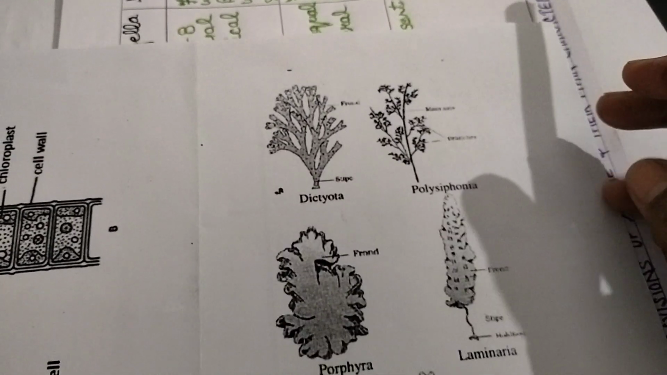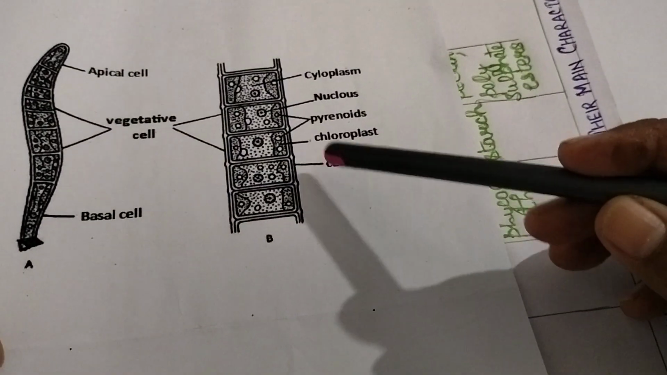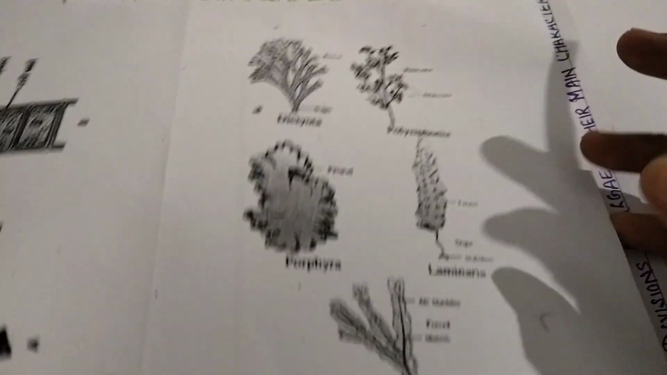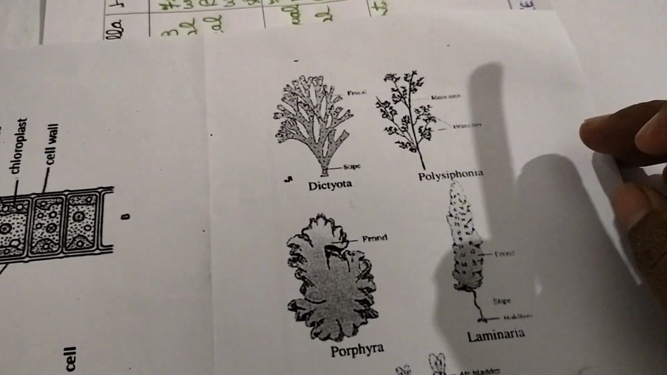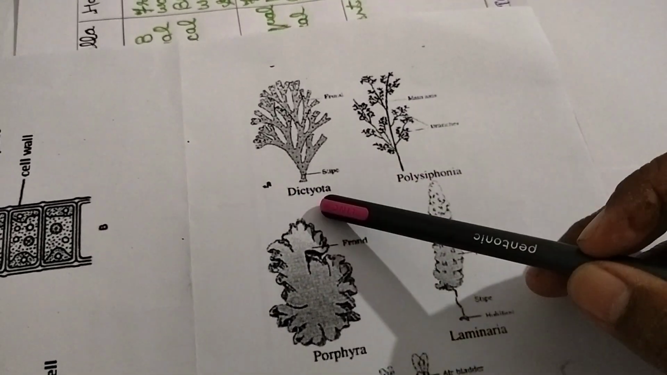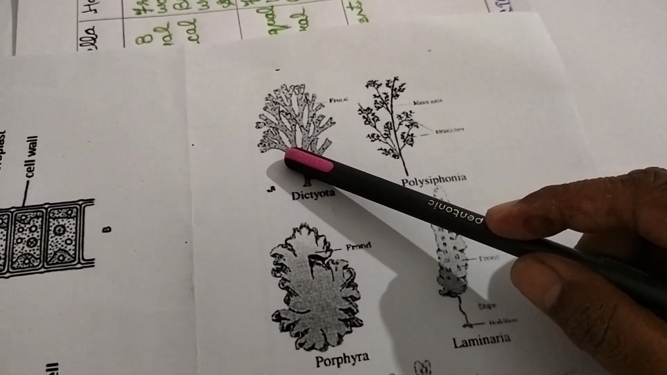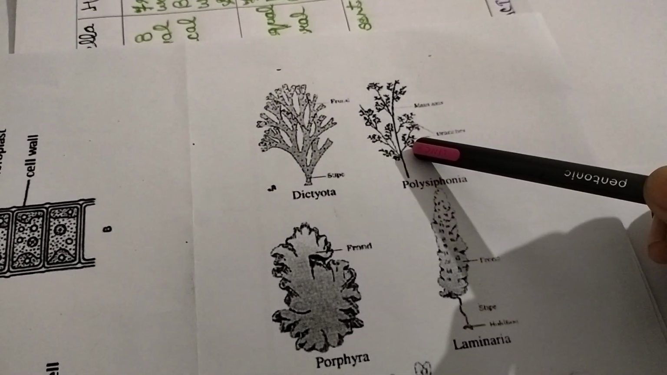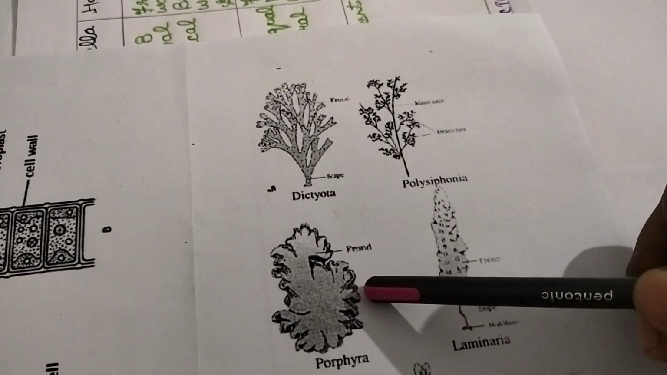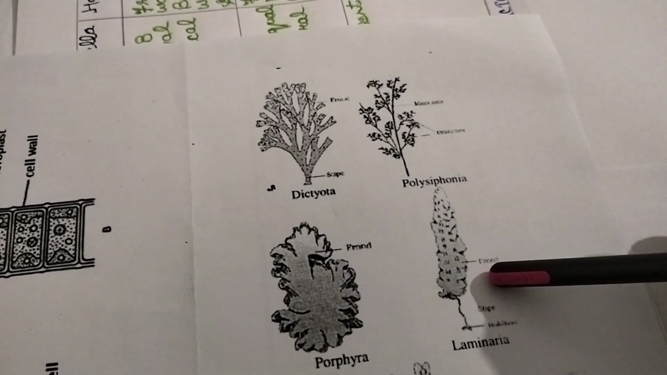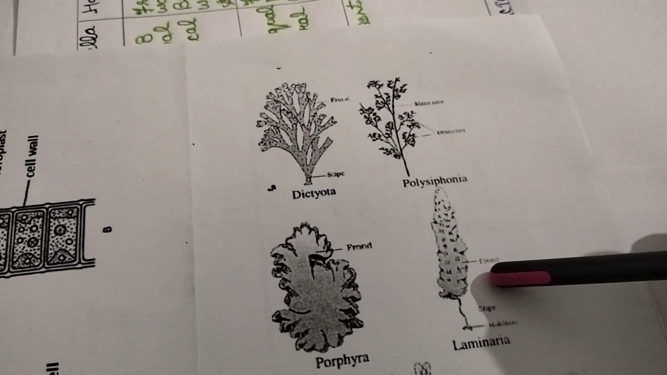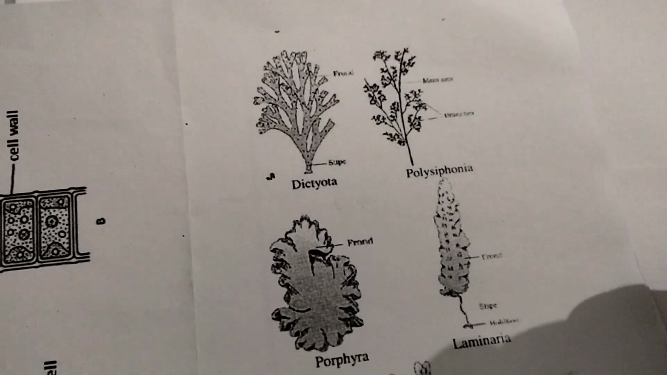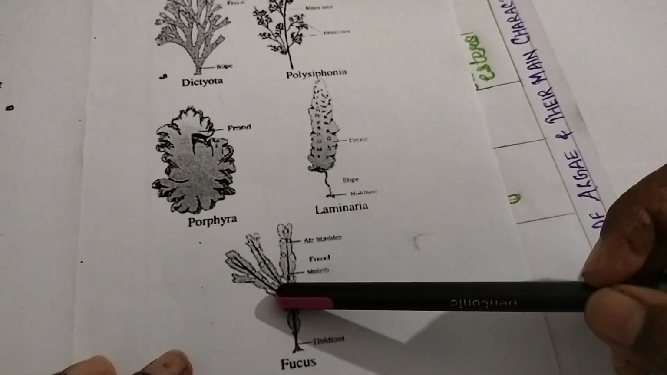Now you see some brown algae and red algae. These were all Chlorophyceae. Volvox, Spirogyra, Ulothrix were Chlorophyceae, green algae. Now see some brown algae and red algae. This is Dictyota, that is brown algae. This is Polysiphonia, that is red algae. Porphyra, red algae. Laminaria, brown algae, and Fucus. You can see here Fucus, that is brown algae.